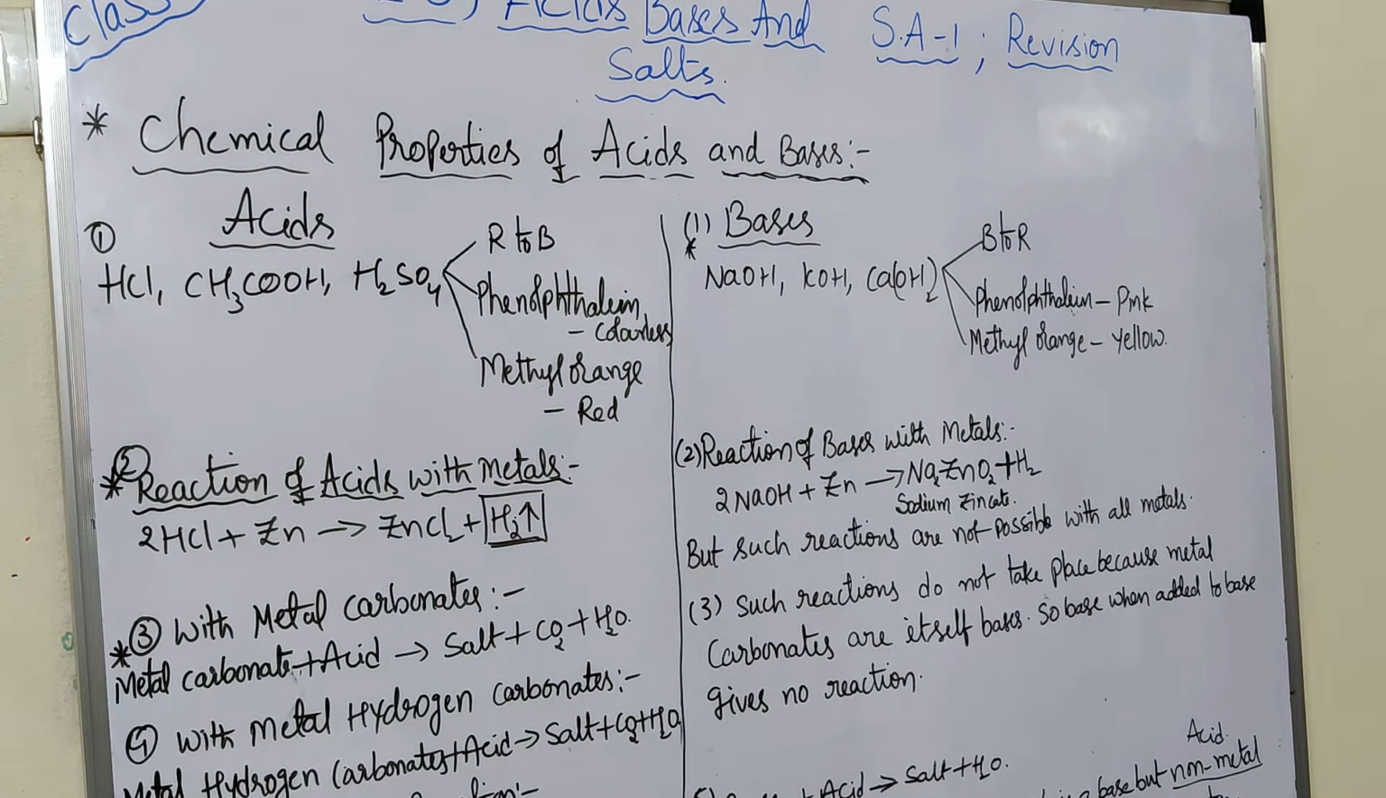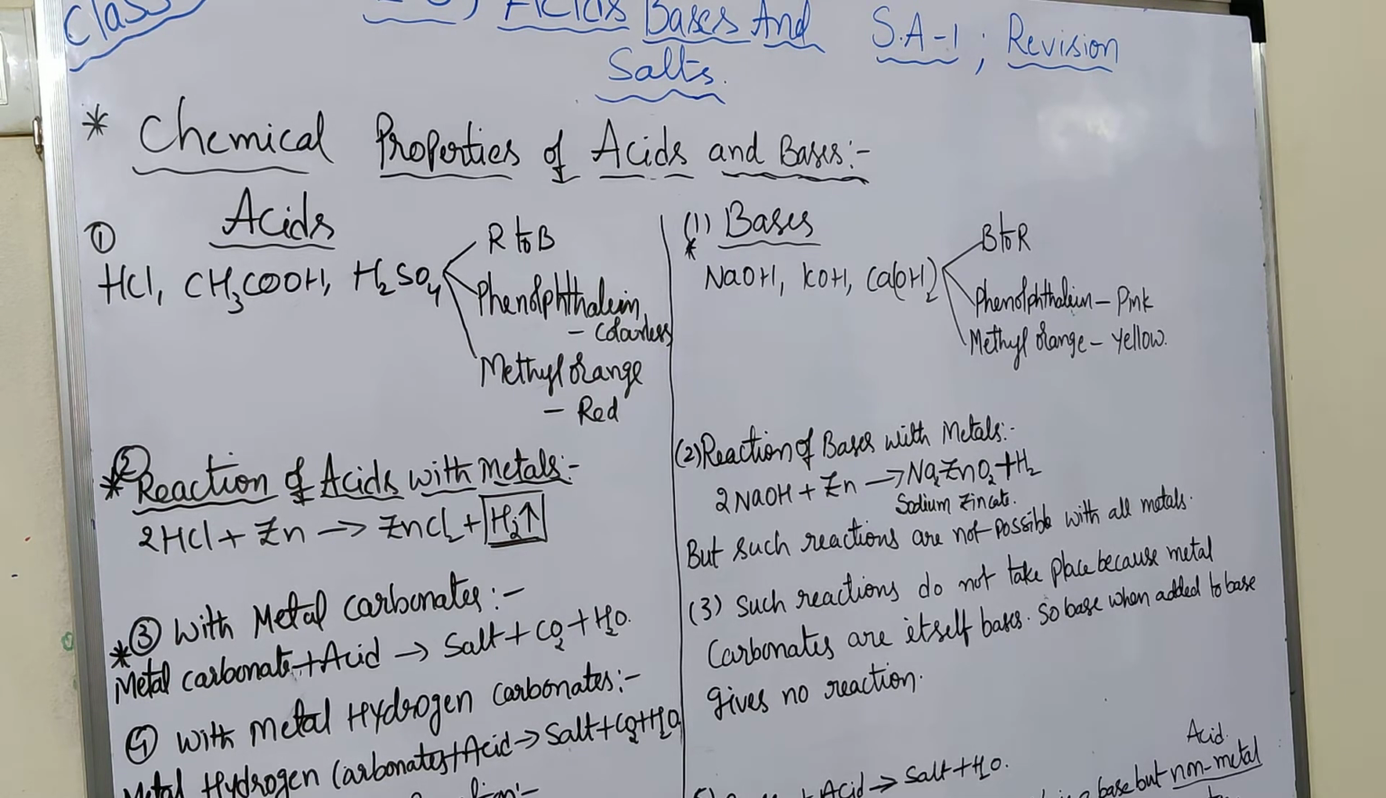So this is what I'm explaining activity wise, which are given in our textbook. This is given as activity 1. Now coming to the bases. You take different solutions of bases and test with the litmus paper, phenolphthalein solution, and methyl orange. In basic solutions, red litmus paper changes to blue, phenolphthalein solution changes to pink color in basic medium, and methyl orange in bases changes into yellow color.